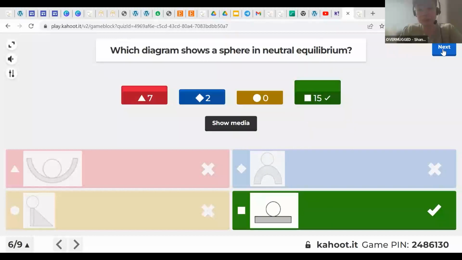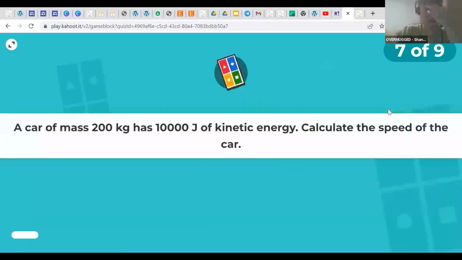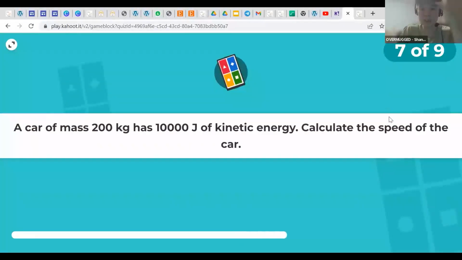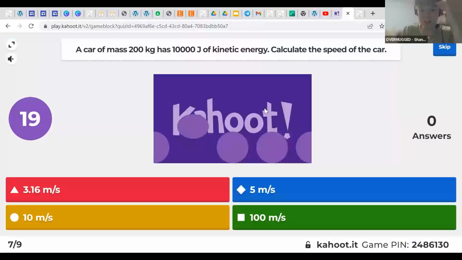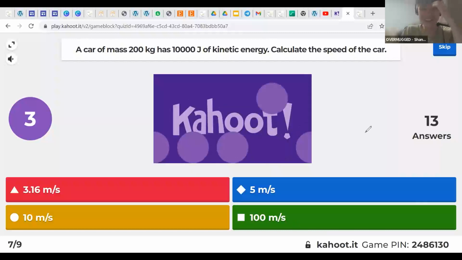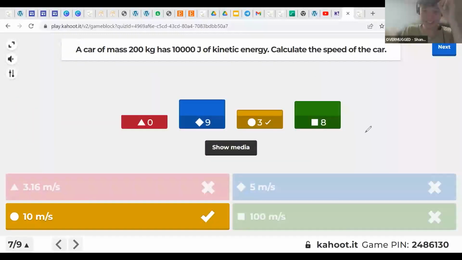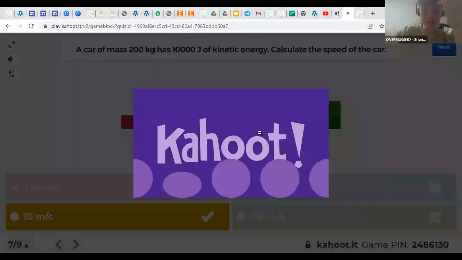Okay, last three. I need some calculation here. How do you all calculate so fast? Everyone guess. Okay, let's show the media. Oh, there's no media.